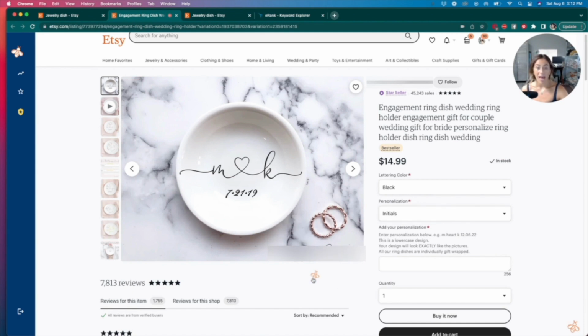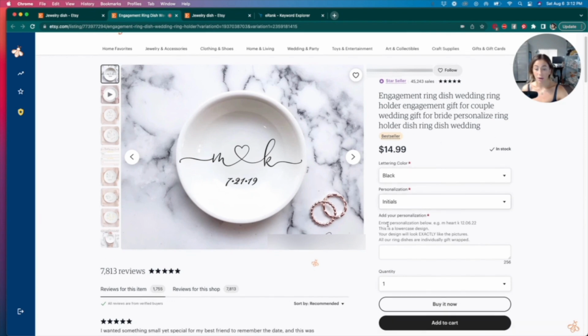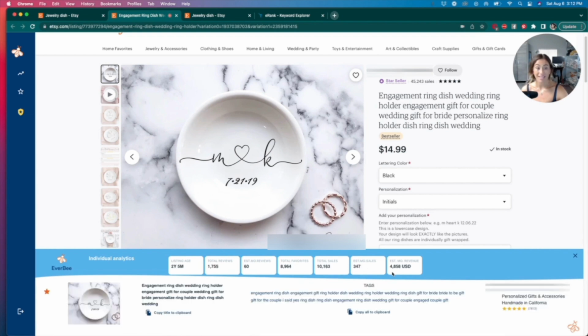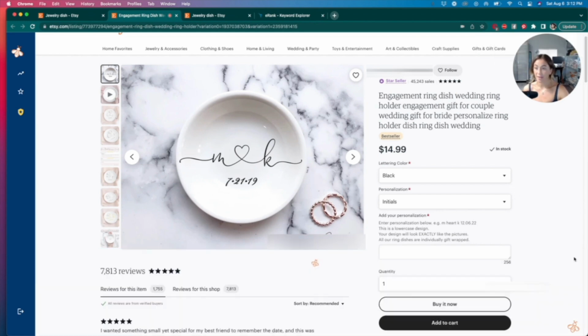I'm going to look at the actual keywords that they're using, because I might go ahead and incorporate some of those keywords into my listing as well. So I can look at just their title here as well. But if I click this little B here, Everbee is going to even give me the tags from their product. So you see the tag section here. I can just copy this to clipboard and then put that into a notepad and save that for later when I want to actually go ahead and make this listing.